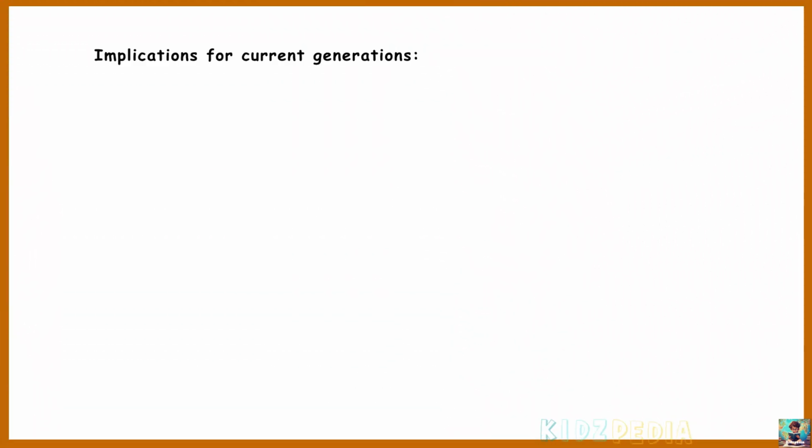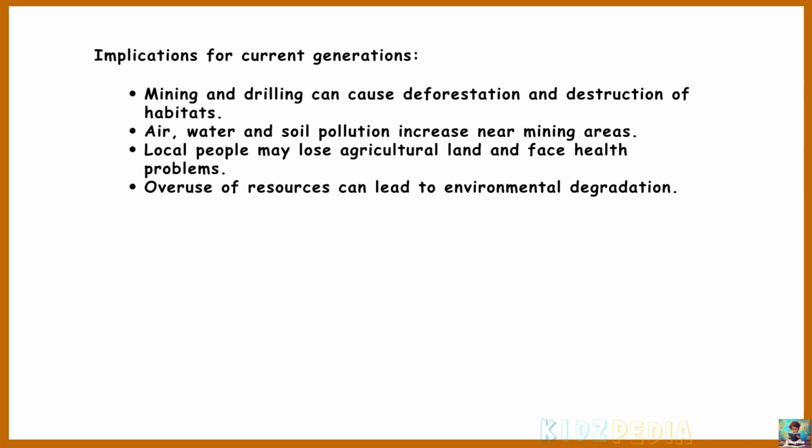Implications for current generations. Mining and drilling can cause deforestation and destruction of habitats. Air, water, and soil pollution increases near mining areas. Local people may lose agricultural land and face health problems. Overuse of resources can lead to environmental degradation.